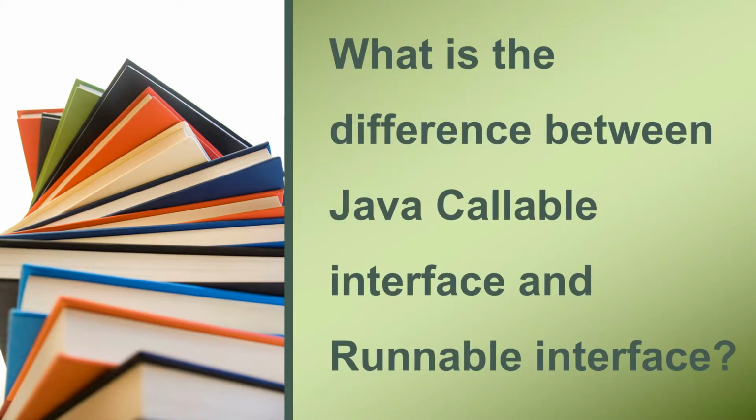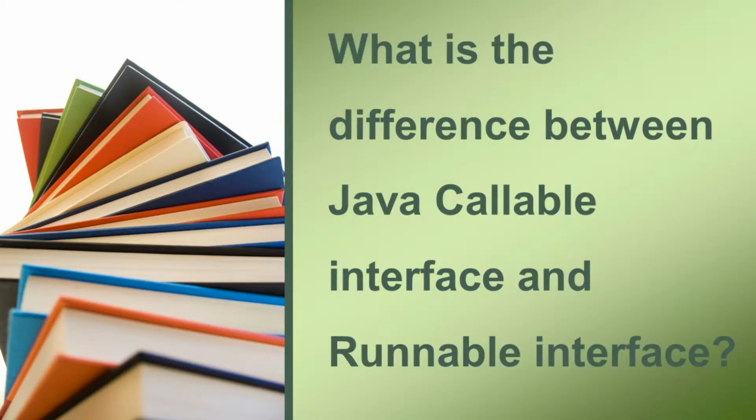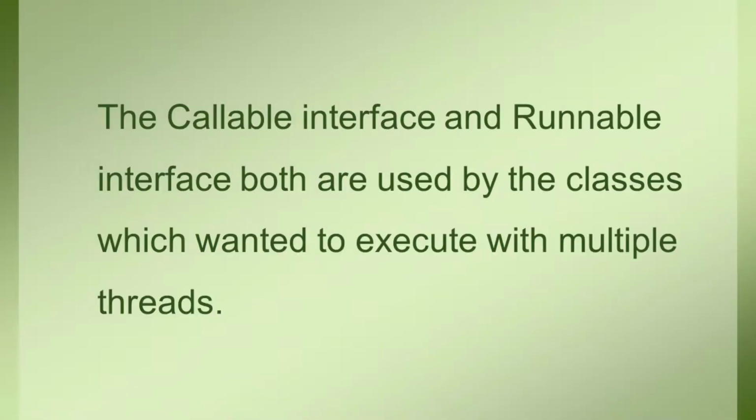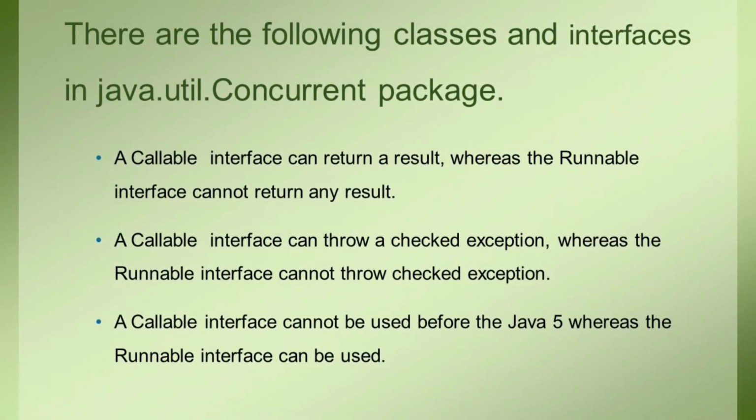What is the difference between the Java Callable interface and the Runnable interface? The Callable interface and Runnable interface are both used by classes which want to execute with multiple threads. A Callable interface can return a result, whereas the Runnable interface cannot return any result. A Callable interface cannot be used before Java 5, whereas the Runnable interface can be used.